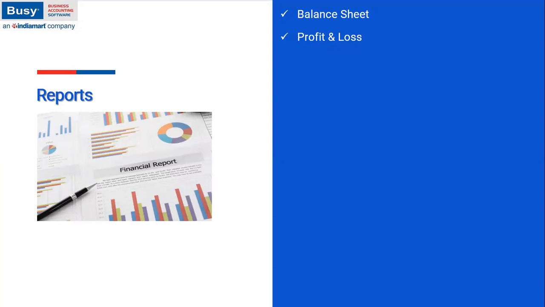If you want to configure the balance sheet and profit and loss report according to your design, that is also possible in Busy software, because both standard and configurable reports are available. The standard report you can view as per your need, but if you want to design the report according to your format, you can configure that. Payment and receipt statement, you can see. Income and expenditure statement, you can see. This report is also available.